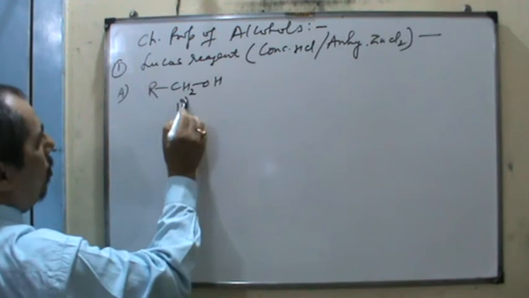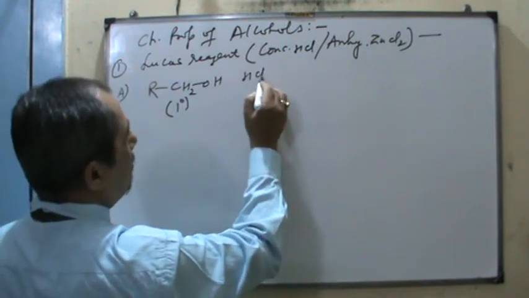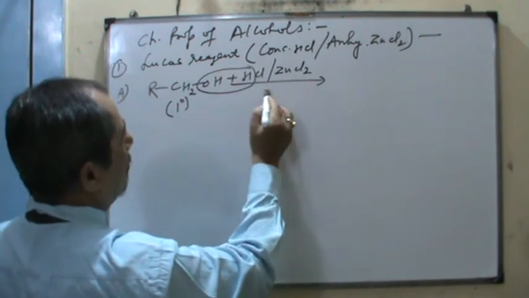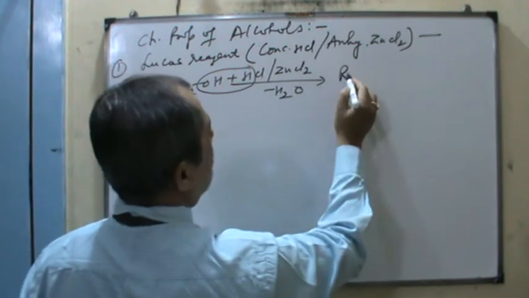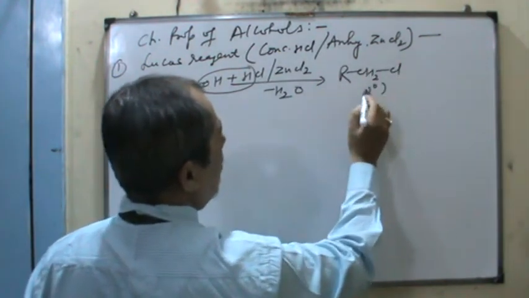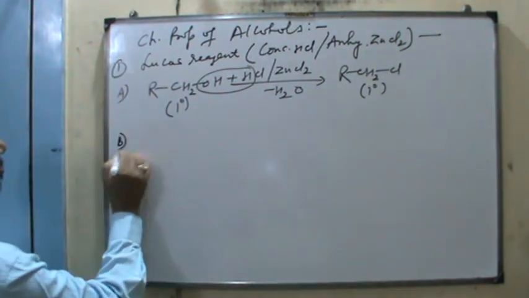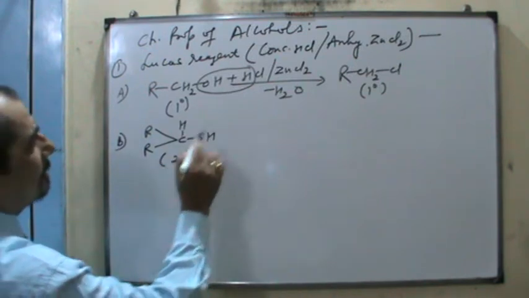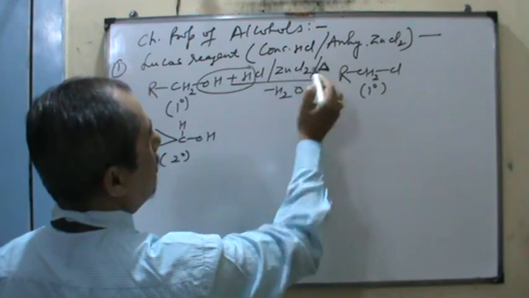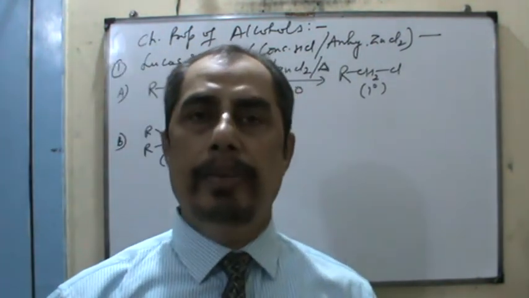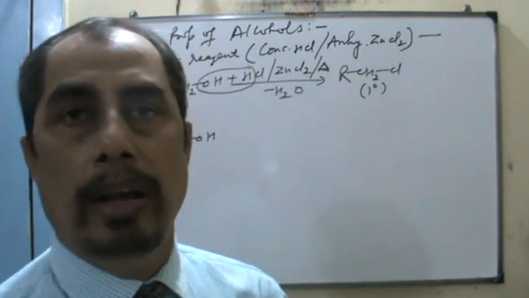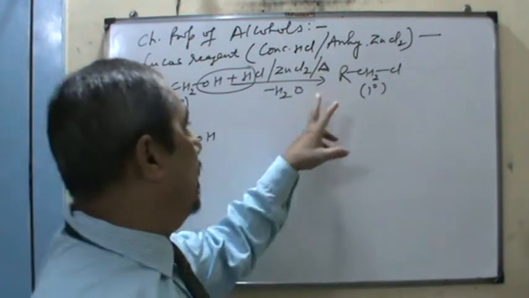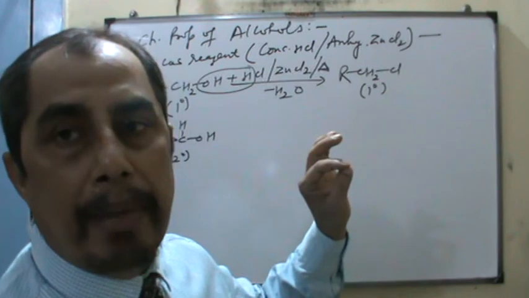This is RCH2OH, a primary alcohol. Whenever it is made to react with HCl with zinc chloride, this is the RCH2X, 1 degree halide. But this reaction takes place only after heating, otherwise there is no possibility of the reaction. Whenever Lucas reagent is made to react with primary alcohol at room temperature, there is no reaction. But after heating, it forms turbidity of the primary alkyl halide.